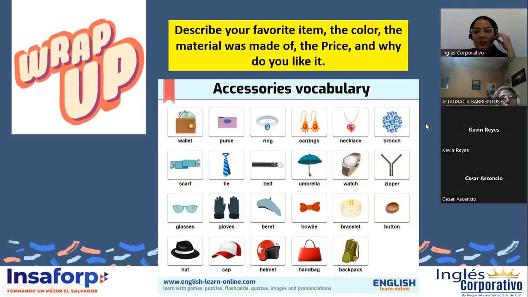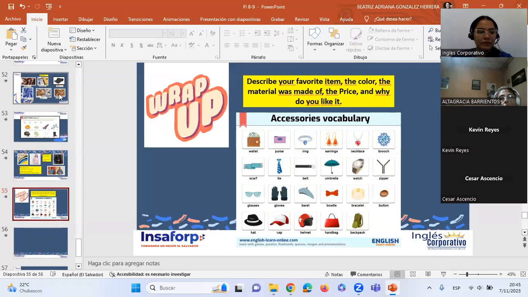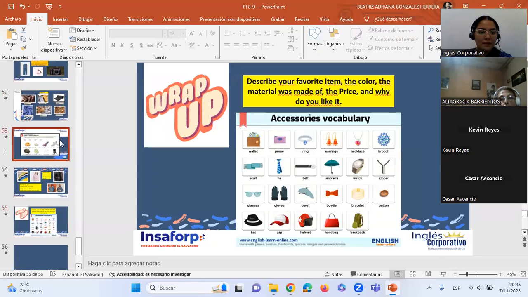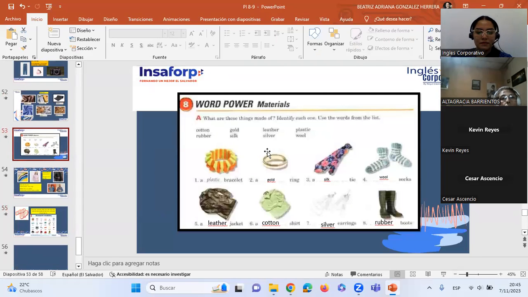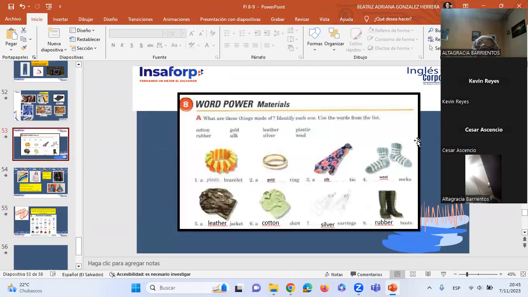No sé si me comprenden. Quiero ver. Ok, voy a poner. Let me see. Esta. Esta porque Altagracia no estaba, right? Ok. So, Altagracia, un pequeño repaso.